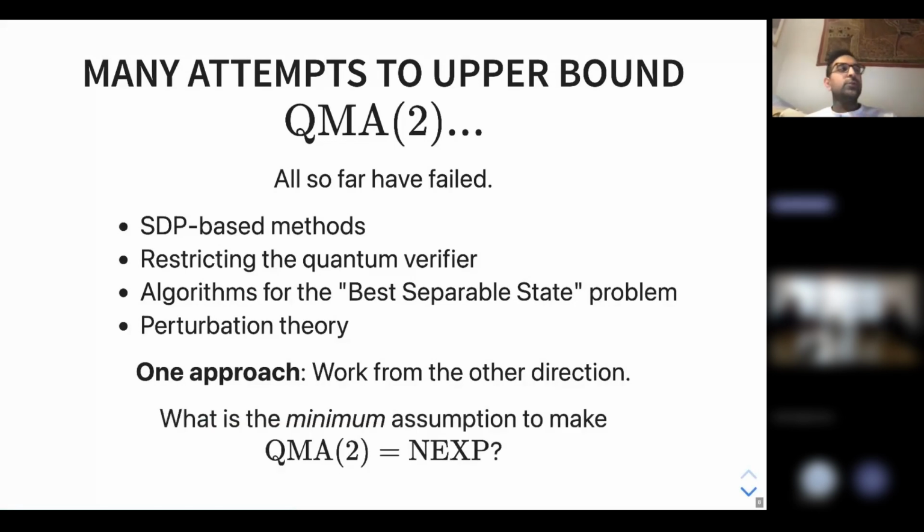And so the approach people take is, what is the minimum assumption that you can make, QMA2 plus that assumption, and get NEXP? For example, one assumption you can make is that if you take high precision, QMA2 plus high precision, you get NEXP. Is there some weaker assumption we can make and we still recover NEXP? So this is a good place to stop and ask if there are any questions.